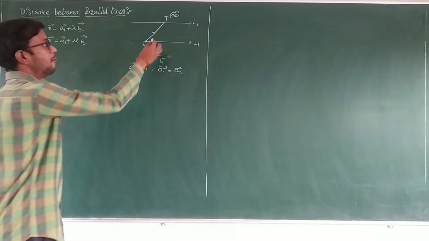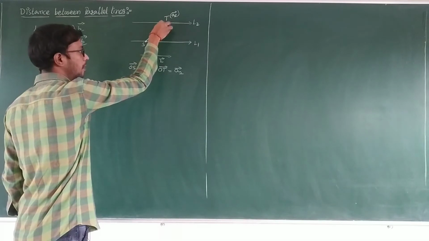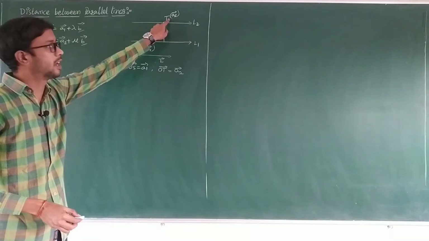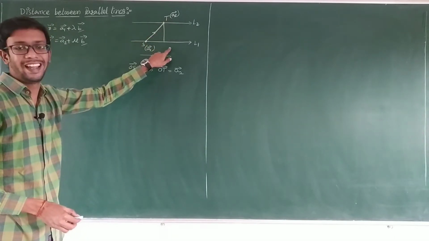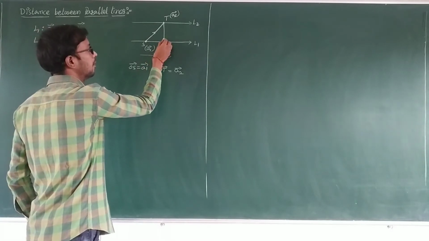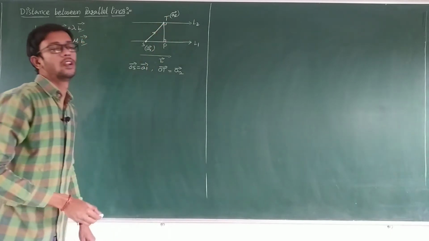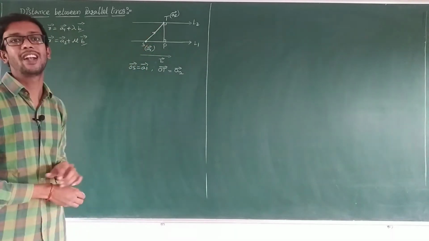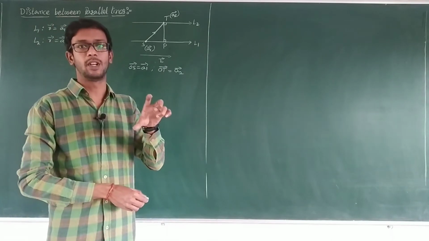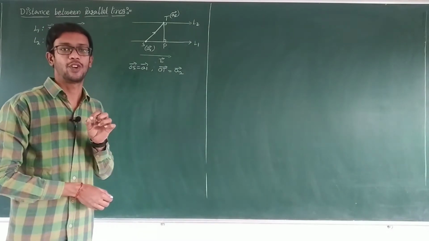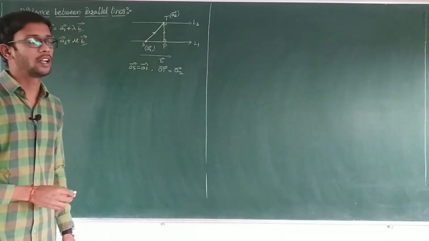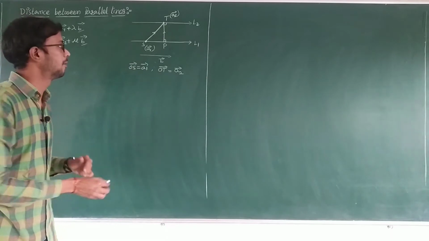Next step, I am drawing the perpendicular from T to the line L1. The foot of the perpendicular we can take as P. So this is called the shortest distance. The perpendicular distance between the two lines is nothing but the shortest distance between the two lines. Now we can continue our derivation. This is the diagram here.